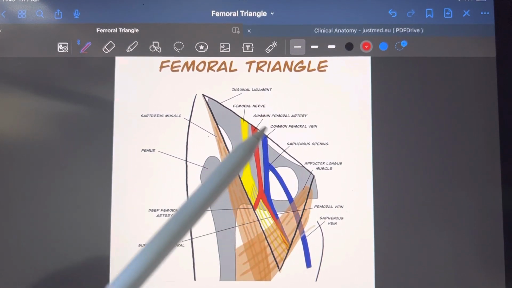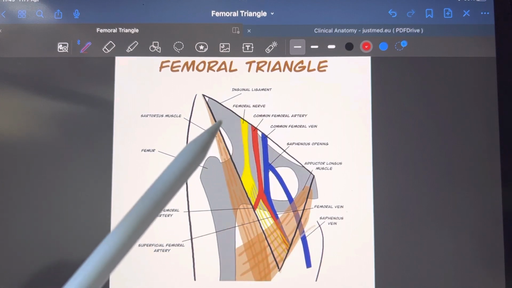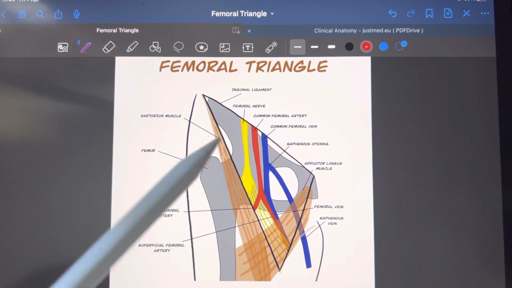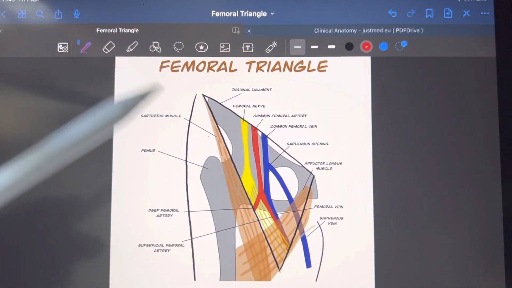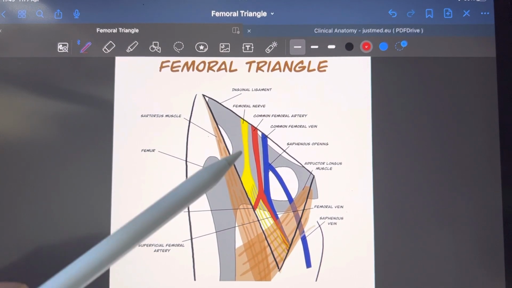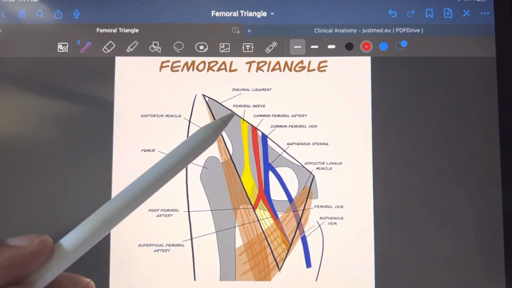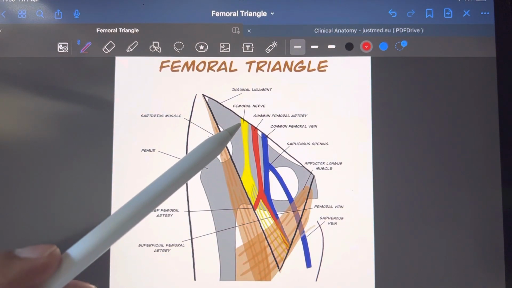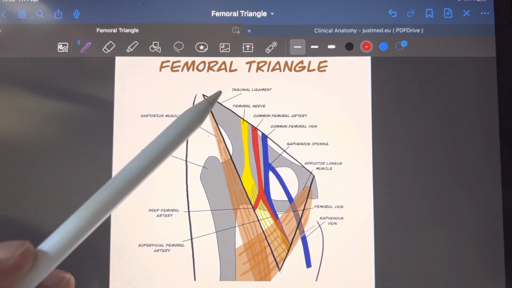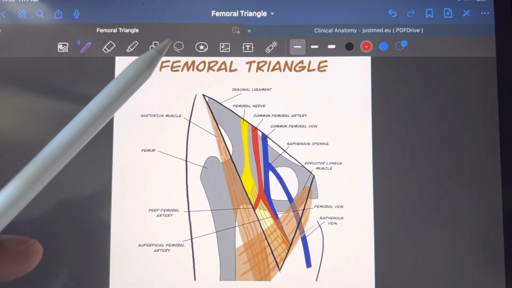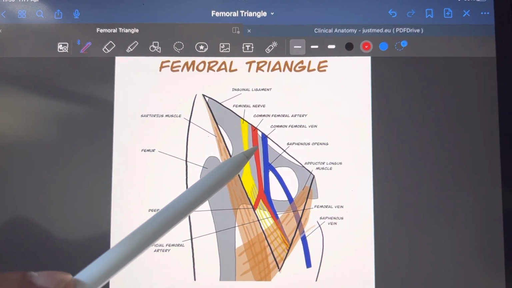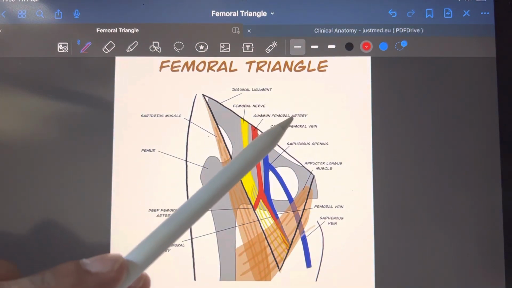So what you're seeing here are just the main contents of the femoral triangle, and there are a few more that you can find within the triangle, which I will describe to you. So starting from the lateral aspect, you find the femoral nerve, which is one of the nerves that comes from the lumbar plexus. Okay, that's followed by the common femoral artery.